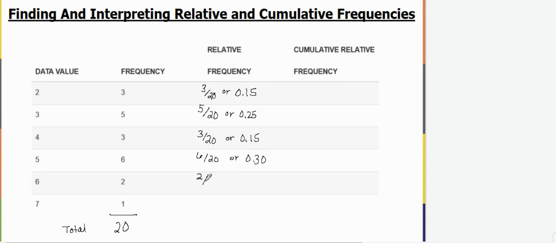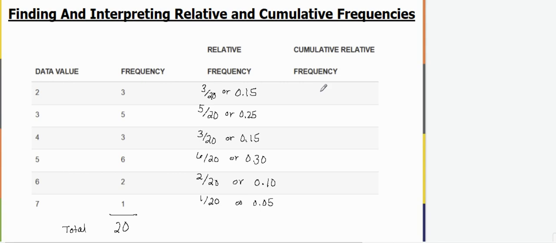We'll take 2 over 20. And that's a simpler one too. So that's 1/10, 0.10. And in our final value, we'll take 1 over 20. And that's going to give us 0.05. So now I just found all of my relative frequencies by just taking a ratio of each frequency and the total number of data points.